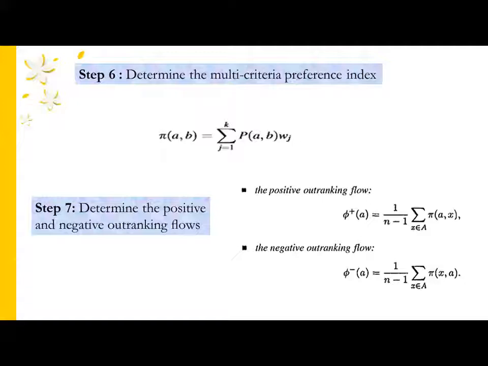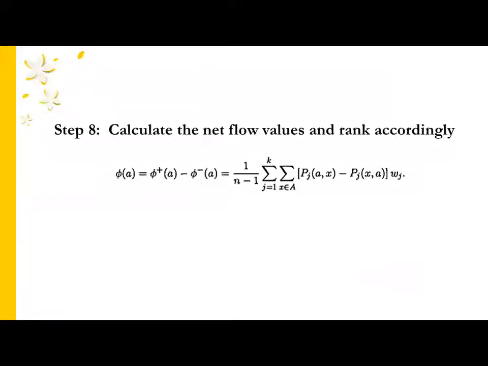Here I would like to describe the word outranking. Whenever we deal with outranking, it concerns how one alternative is given preference over another. The positive outranking flow of an alternative shows its strength, that is, its preference over other alternatives. The negative outranking flow indicates its weakness, that is, the non-preference of the alternative with respect to the other alternatives. Then you calculate the net flow values, and you rank your alternatives accordingly. So these are the steps involved in PROMETHEE 2.